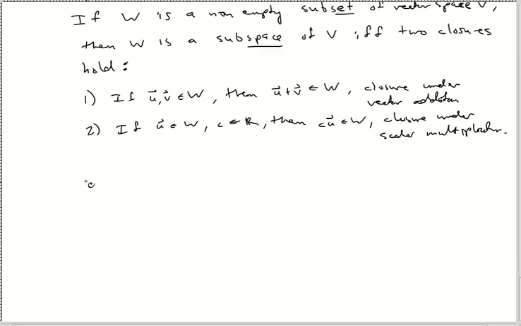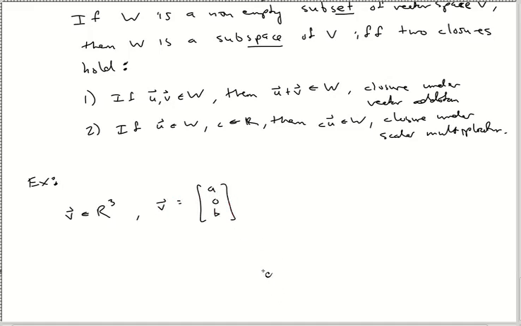Let me give you an example. The book had something similar to this. Let's just say I have a vector v in R3, and I'm going to define it as (a, 0, b).